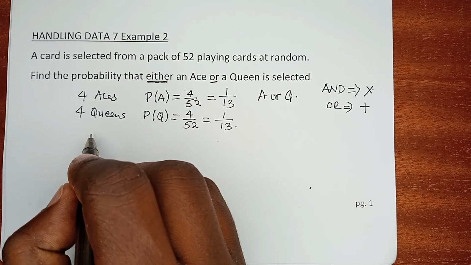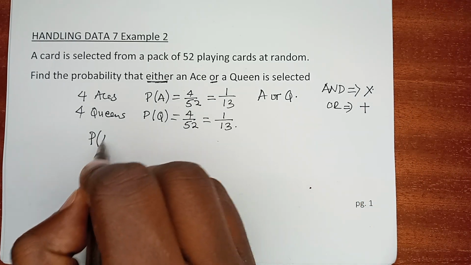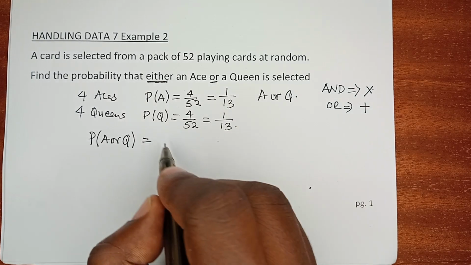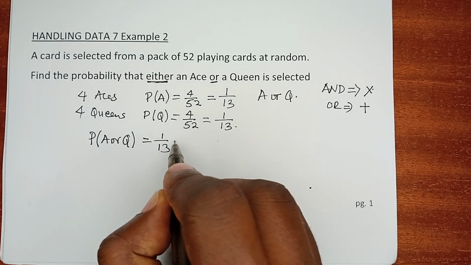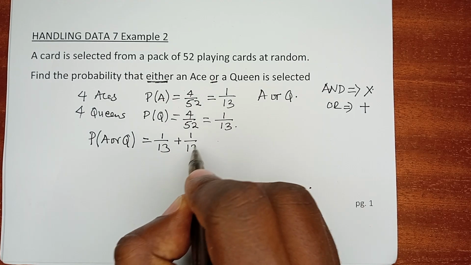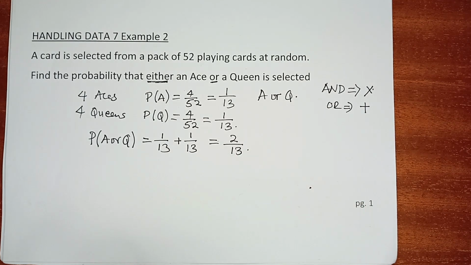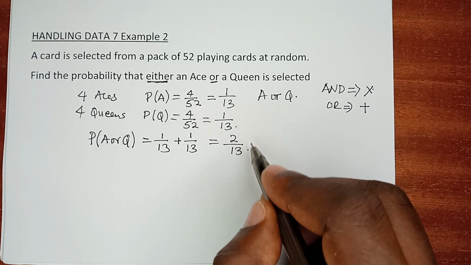So the probability of getting an ace or a queen is actually 1 out of 13 plus 1 out of 13, which is 2 out of 13, and that is the final submission to that very question.